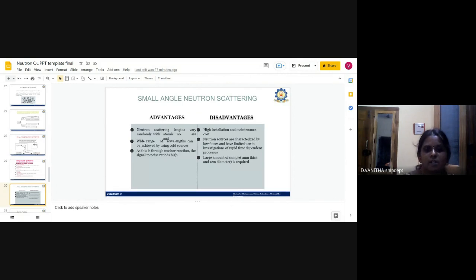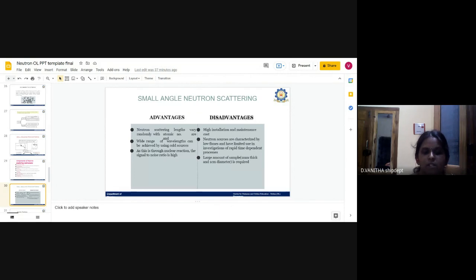So these are the advantages and disadvantages of small angle neutron scattering. The advantages: neutron scattering lengths vary randomly with atomic number, and a wide range of wavelengths can be achieved by using the sources. As far as information through the nuclear reaction, the signal to noise ratio is the highest one.